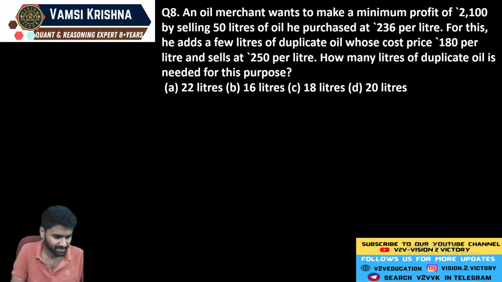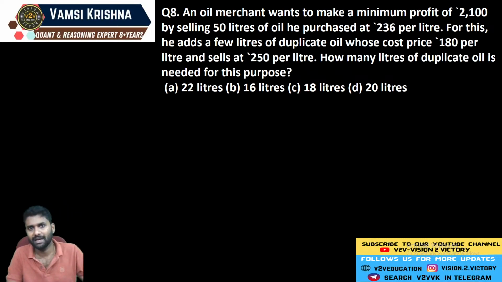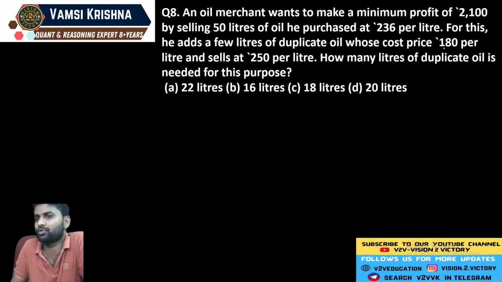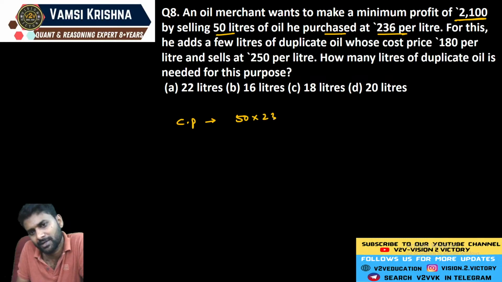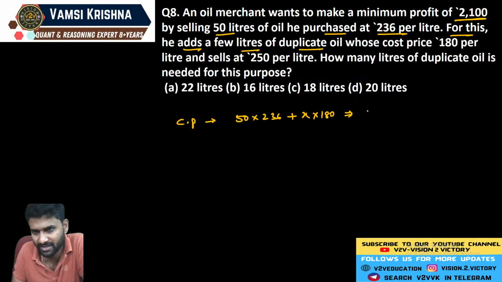Time, guys. Remember that time is the most important factor here. An oil merchant wants to make a minimum profit of 2100. He wants 2100 profit by selling 50 liters, which he purchases at 236 rupees. First, identify the cost price: 50 is multiplied by 236. For this, he adds a few liters of duplicate. So I just consider x liters of duplicate whose cost is 180. Now 236 times 50 is 11,800, plus 180x.